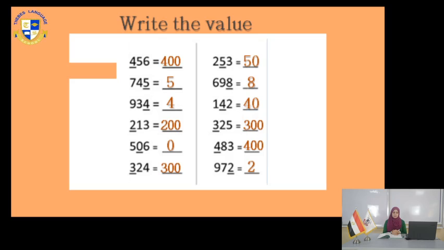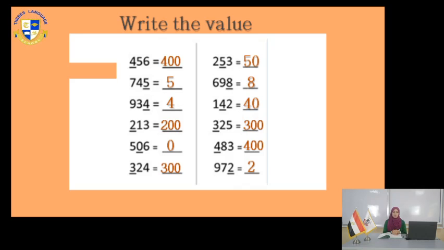745, and the 5 is underlined. The 5 is a ones, so the value of the 5 is 5. 934. The 4 is underlined. The value of the 4 is 4. 213. The 2 is underlined. Listen, 200. So the value of the underlined number is 200.